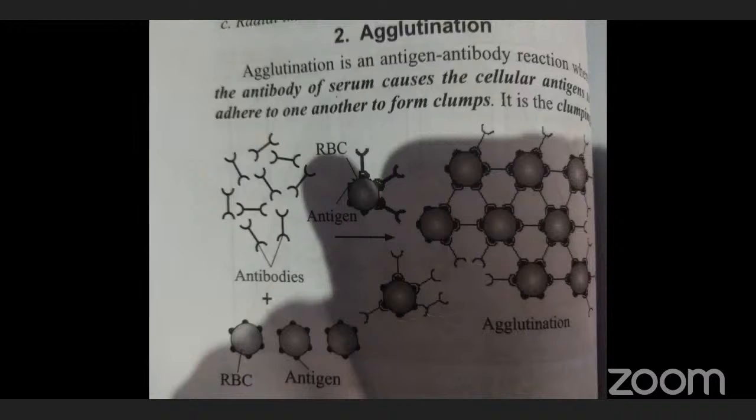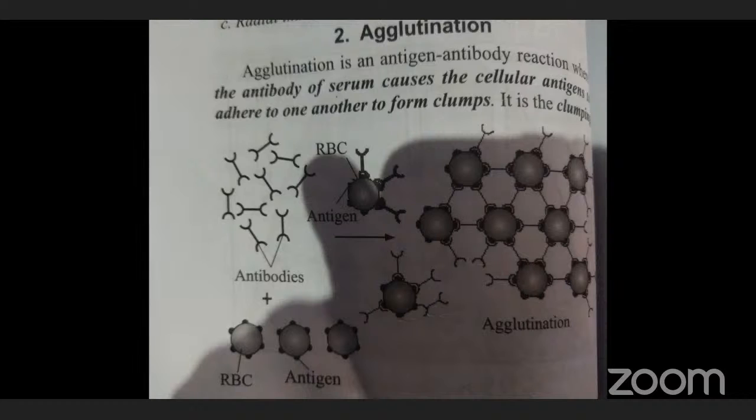Agglutination is brought by the linking of antigens and antibodies. Here also, it is similar to the precipitation reaction. Antigens are multivalent, antibodies are bivalent. You can see the diagram. Agglutination is brought by the linking of antigens and antibodies. Most antibodies are bivalent. An antibody can link two adjacent multivalent antigens.